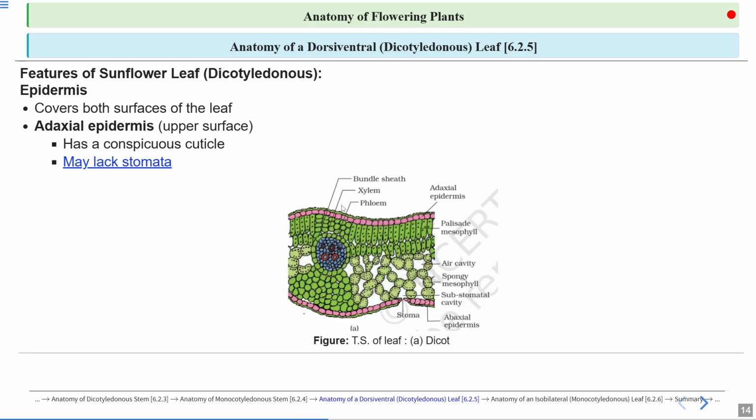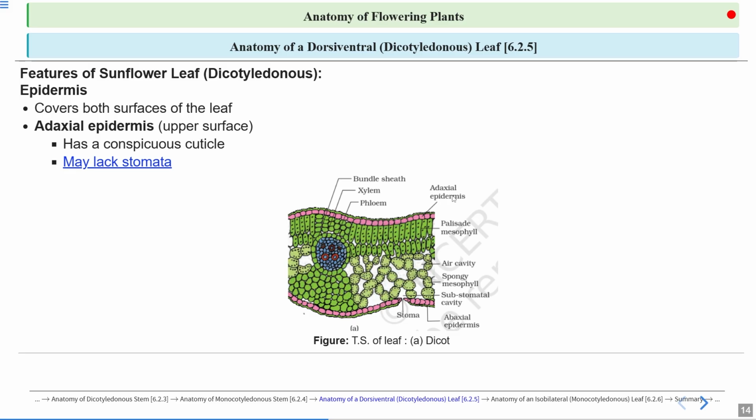So here you can see, this is the structure of the dorsiventral leaf. Epidermis is a layer, you can see this, and the cuticle layer is above this. Now see the lower surface. Lower surface is having the stomata, right? This is called abaxial epidermis and this is called adaxial epidermis.